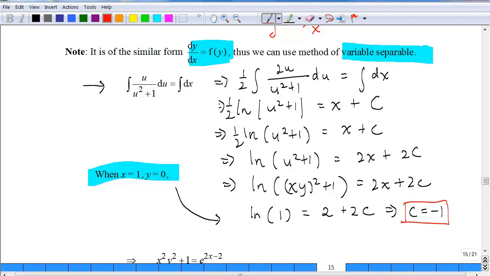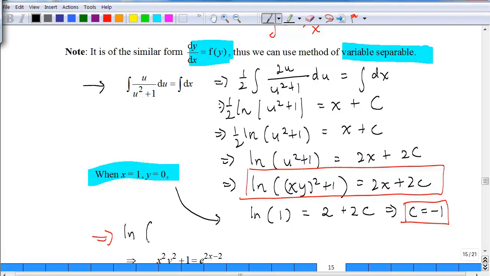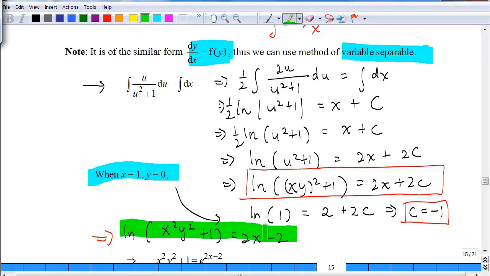Okay, so with this value of the arbitrary constant, you can actually put the arbitrary constant into this equation. Alright, so putting the arbitrary constant into this equation, you will actually reach this stage. Ln x squared y squared plus 1 equals 2x minus 2. So now the general solution that you should arrive at is actually of this form, right? So this is the particular solution. Alright, because we already found out what is the value of the arbitrary constant, so it's no more a general solution, so it's a particular solution.